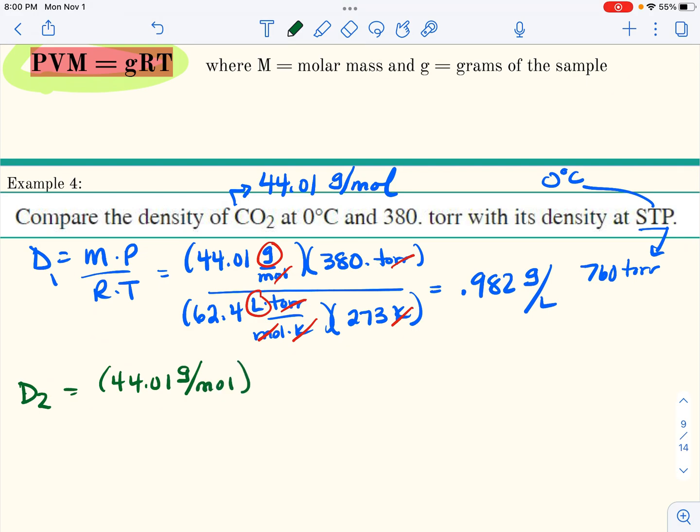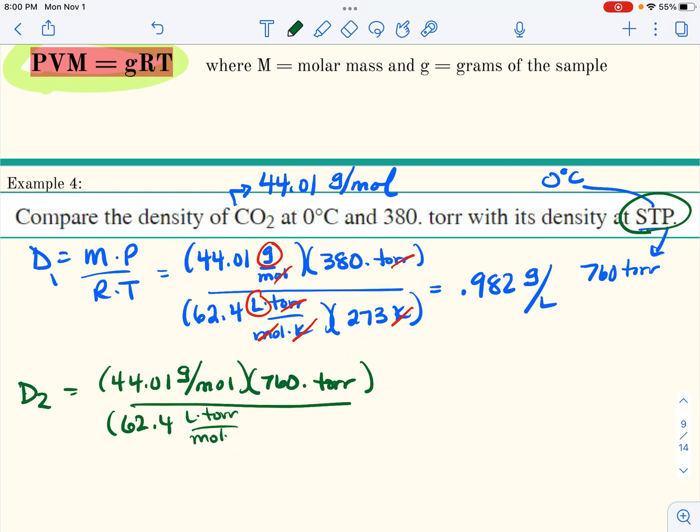44.01 because it's the same gas, grams per mole. And the pressure now is standard pressure because we're at STP. So this would be 760 torr, and that's an unlimited number of significant figures. Don't worry about that. R can be the same number, 62.4 liters torr per moles Kelvin. And now we're at STP, so our temperature stays at 273 Kelvin, 0 Celsius.